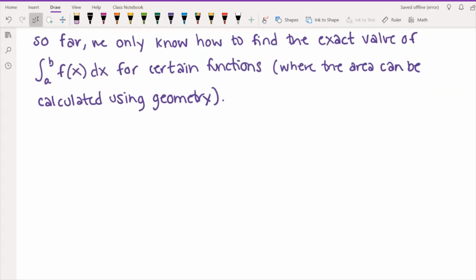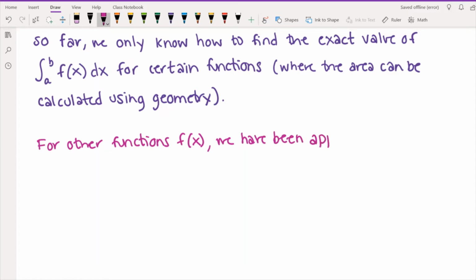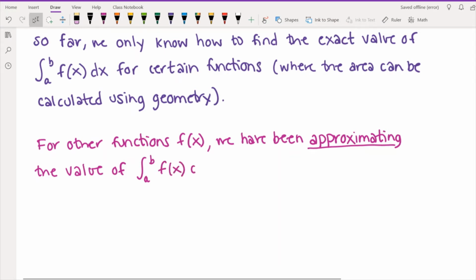But mostly what we've been doing in this class is we've actually been approximating areas, right? So for other functions f of x, we have been approximating, so not finding the exact area, but approximating the value of the integral of the function using Riemann sums, or rectangles, I'll just say.